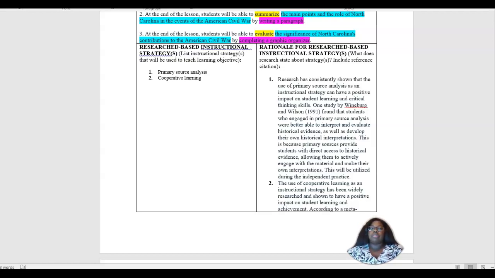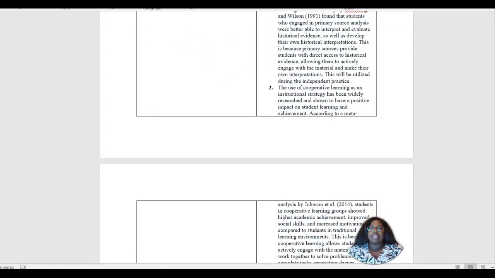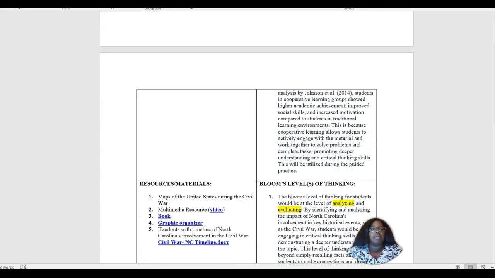Throughout this lesson, there are going to be two research-based instructional strategies that are used. First, we have the primary source analysis, which will be utilized during the independent practice. This is where students will develop their own historical interpretations based off the evidence given. And secondly, we have cooperative learning. This will be used during the guided practice where students work in groups to have improved social skills, higher academic achievement, and increased motivation compared to those in traditional learning environments.